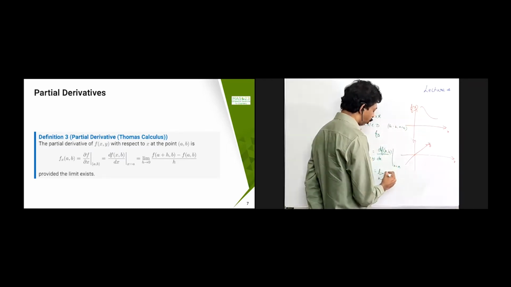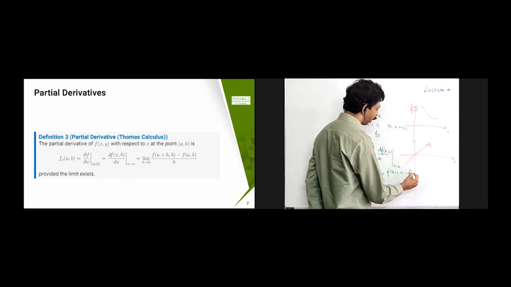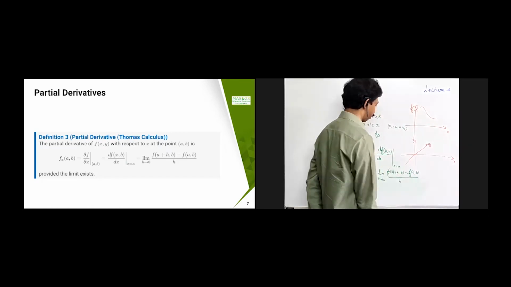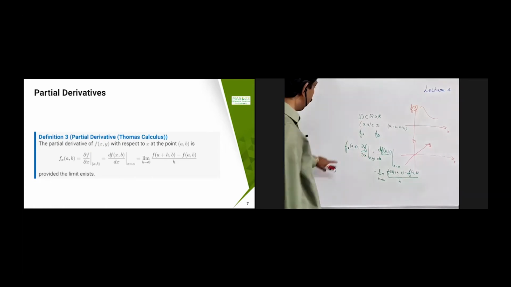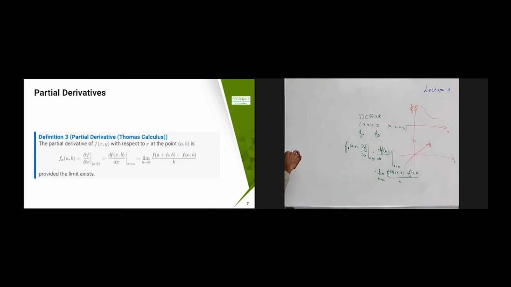So in this case, what are we going to get? We are going to get f of a plus h, comma b, because the second variable is fixed, minus f of a comma b, divided by h. This is called the definition of the partial derivative with respect to x. Can you define a similar thing for f_y? Yes, of course.